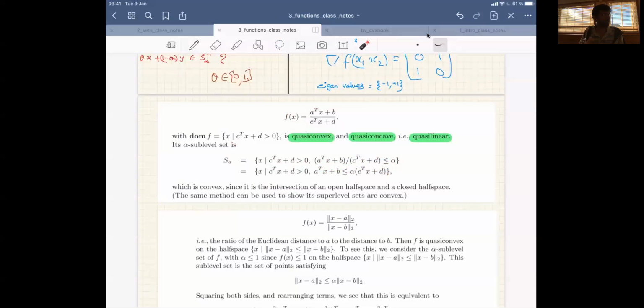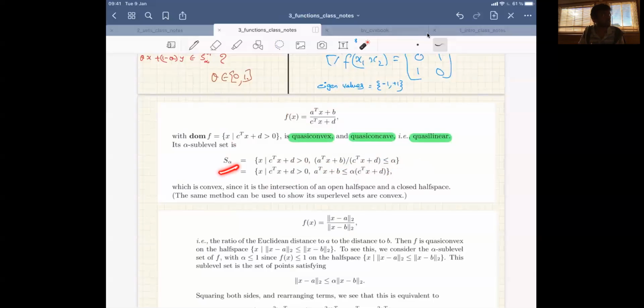So this is the intersection of half spaces, so that's a convex set. This is an open half space, this is a closed half space, right? And so this is convex. Now, this is the sublevel set.